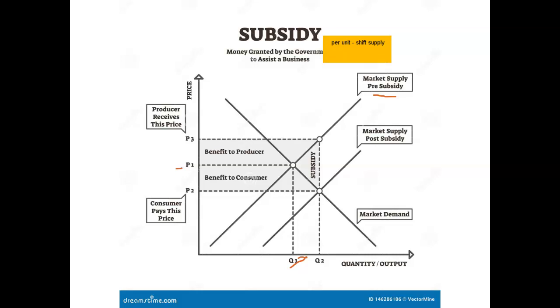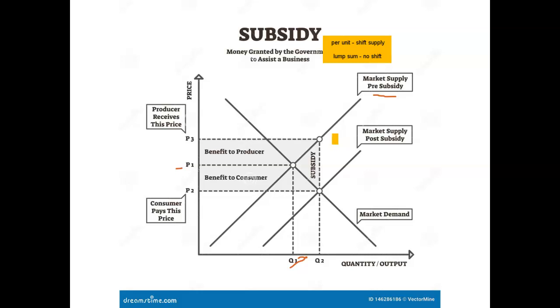If this was described as a lump sum subsidy, there would be no shift in supply, okay? This is going to be described as a per unit subsidy. So it is a subsidy that is going to shift supply. We're going to see an increase.